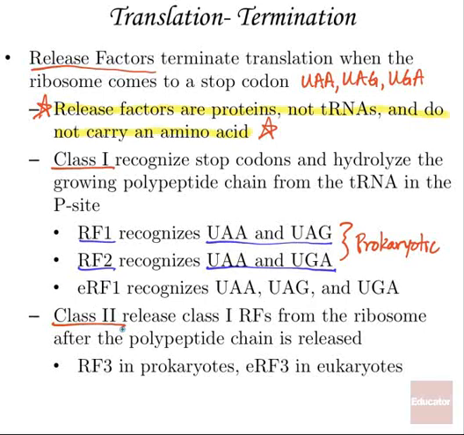So, class 1 release factors cleave the chain from the tRNA in the P site, so it allows the protein to leave the ribosome. Class 2 release factors release the class 1 release factors from the ribosome. Okay, and the class 2 release factors are RF3 in prokaryotes or eRF3 in eukaryotes.